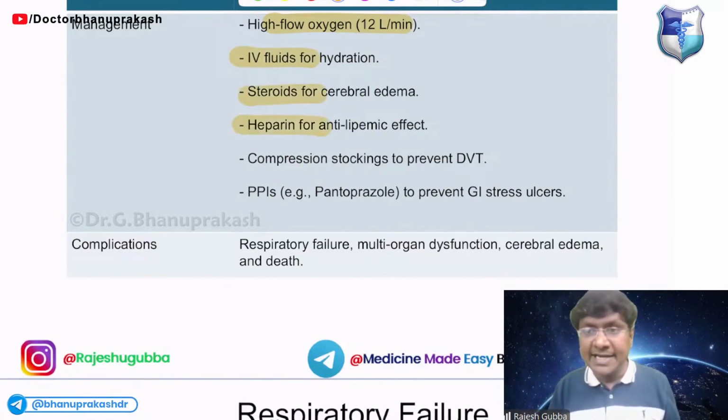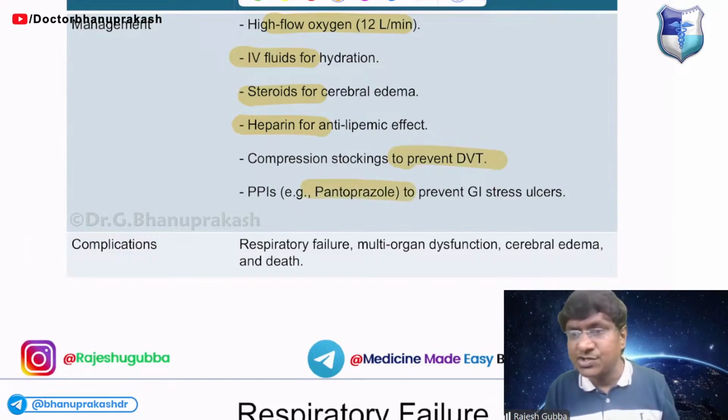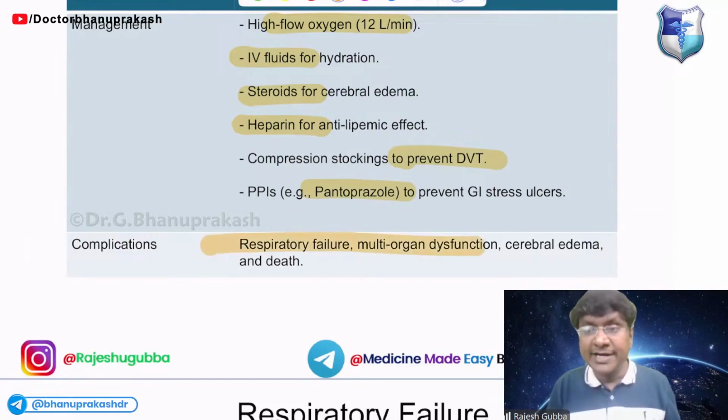Heparin should be given for anti-lipemic effect. Compression stockings mainly to prevent the deep vein thrombosis. Proton pump inhibitors like pantoprazole mainly to prevent the gastrointestinal stress ulcers. And complications will be like respiratory failure as well as multi-organ dysfunction. That is what you'll observe in case of the fat embolism syndrome.